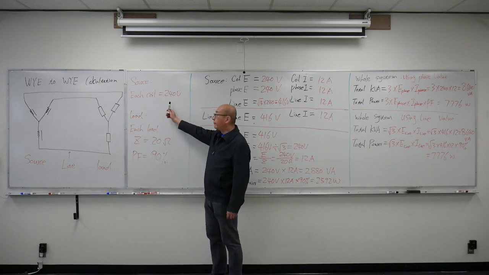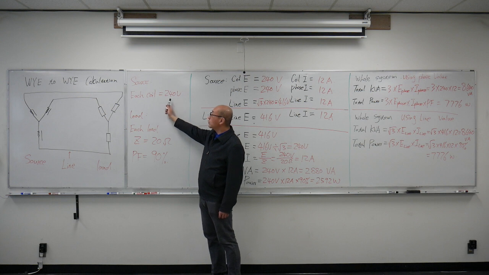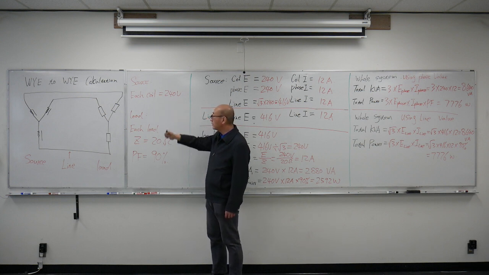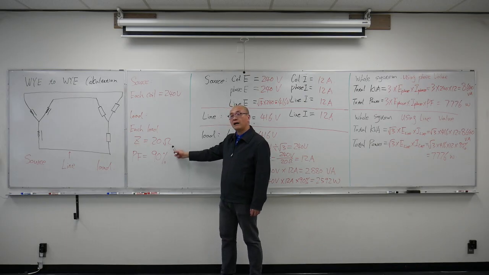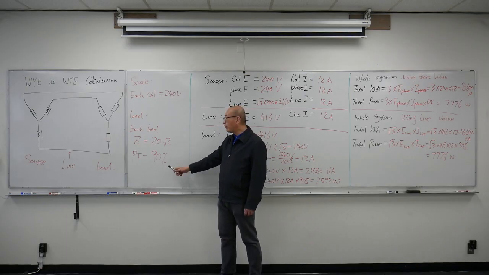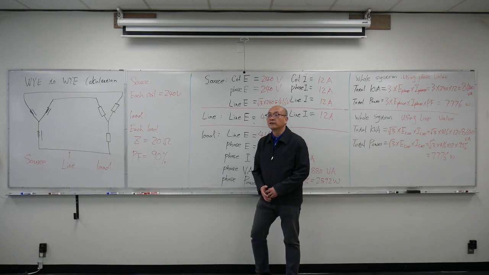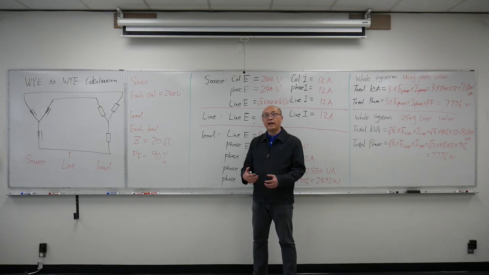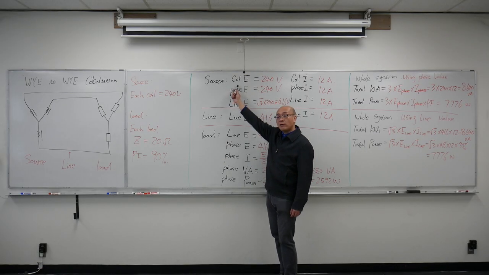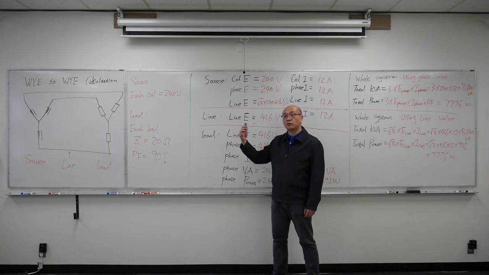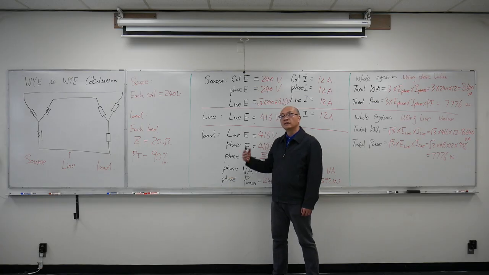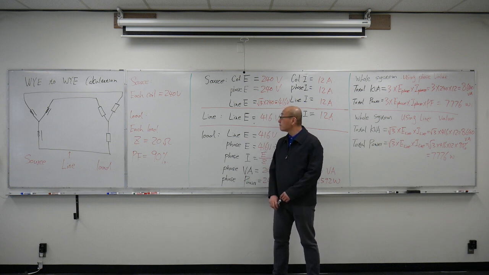Here's the specification for the source. Each coil for the source is rated for 240 volts. For the load, each load has an impedance of 20 ohms and a power factor of 90%. When I show you this calculation, please follow the way I'm doing it. I start with the source. The voltage comes from the source, so calculate the voltage from the source. The current is decided by the load. So when I find the load current, I can work my way back to find the source current.